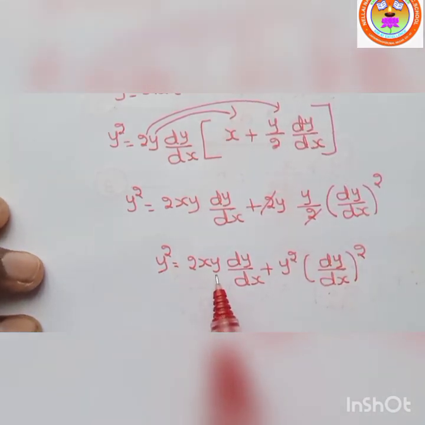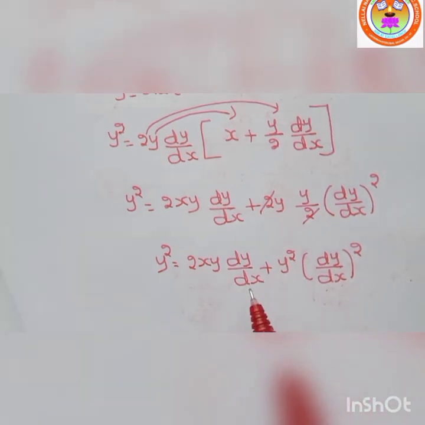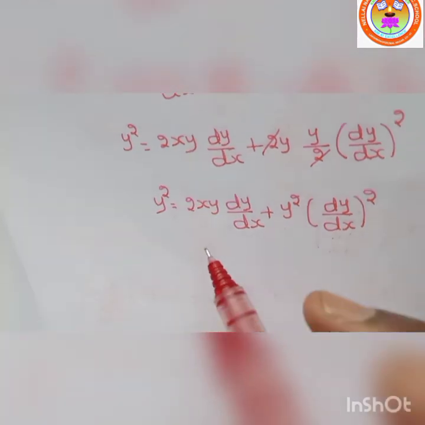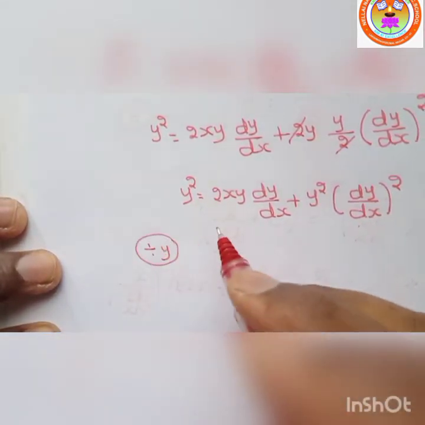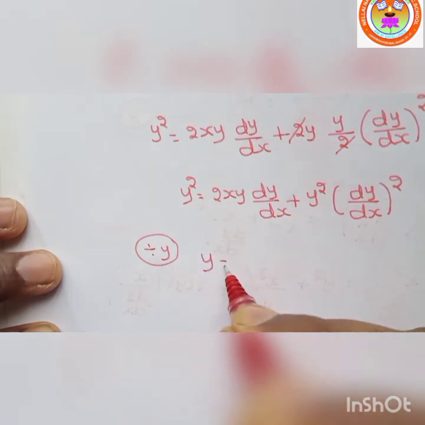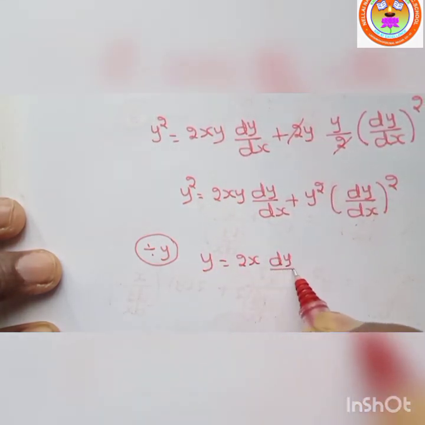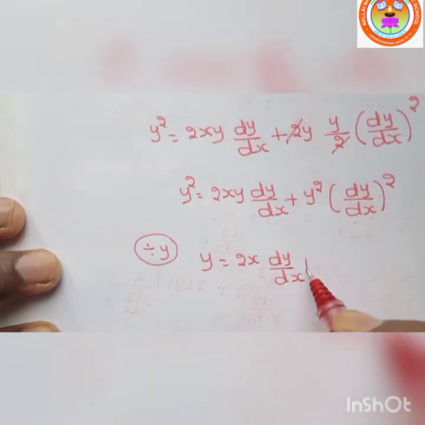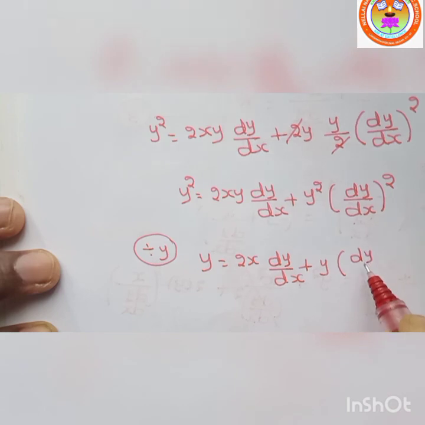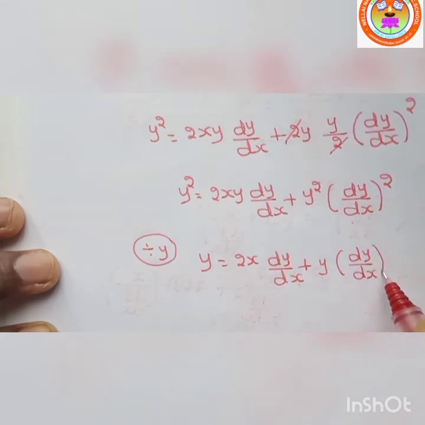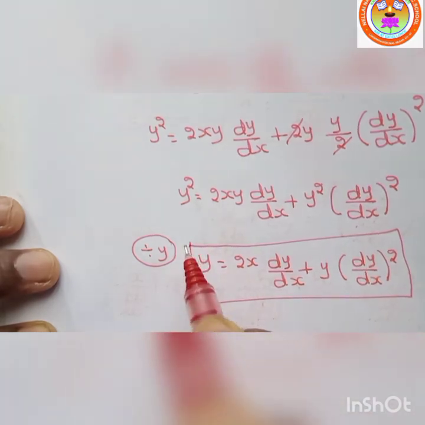Here y is given in every term, so we remove y by dividing by y. Balance 2x into dy by dx, and here one y removed, plus y into dy by dx the whole square. That is the final answer.